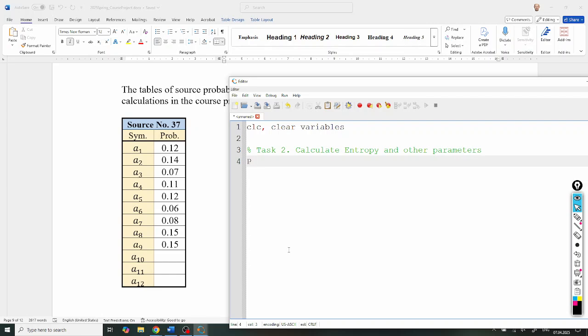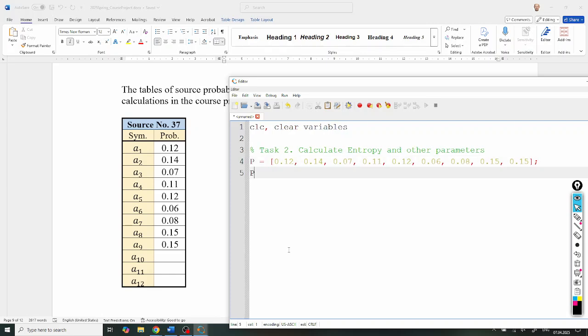So first of all, I'm going to need to have these source probabilities. I am going to denote them with P as a vector: 0.12, 0.14, 0.07, 0.11, 0.12, 0.06, 0.08, 0.15. You can actually write them in the correct, sorted order if you want to, but MATLAB can sort that for us quite easily. It will be sort of P.